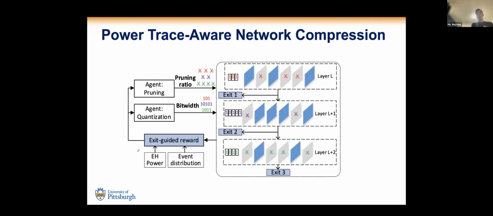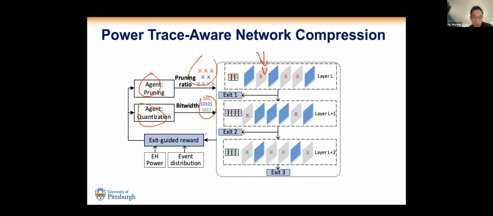So first, this power trace aware network compression algorithm. We are using a reinforcement learning based framework, and we have 2 agents, and they are trying to determine how to prune and quantize this network. For the pruning, in this work, we are only looking at channel level pruning. And for quantization, we look at quantization for both inputs and the weights, okay? So basically, these 2 agents are going to generate the pruning ratio for each layer as well as the bit width for each layer. And then we are going to apply this to the network.